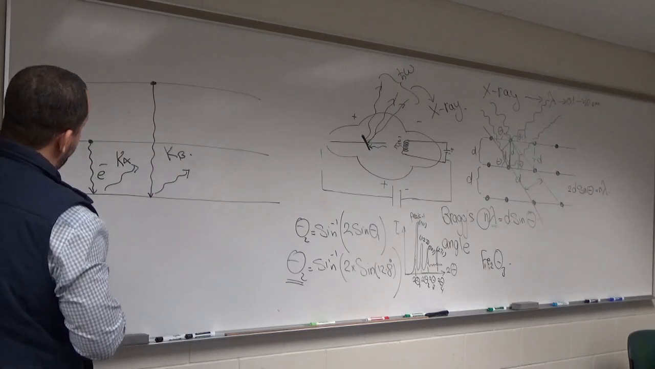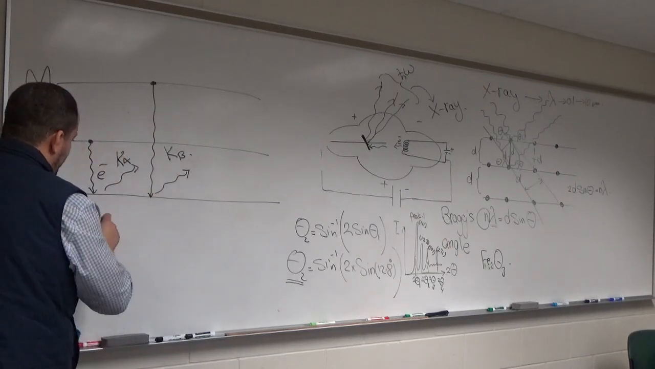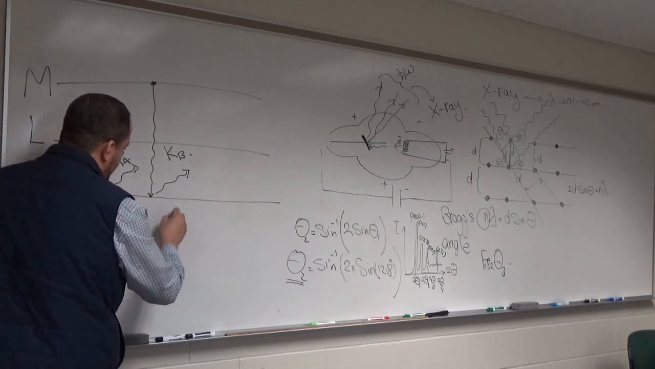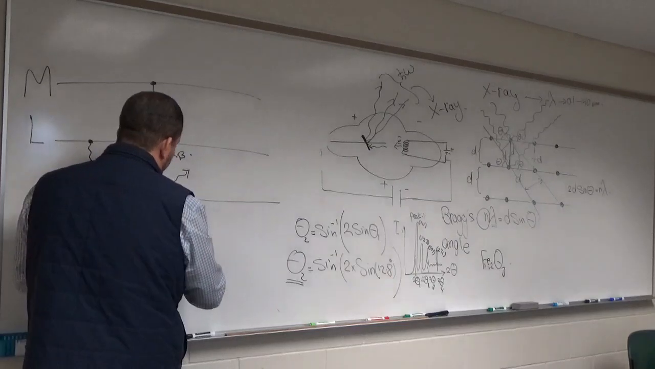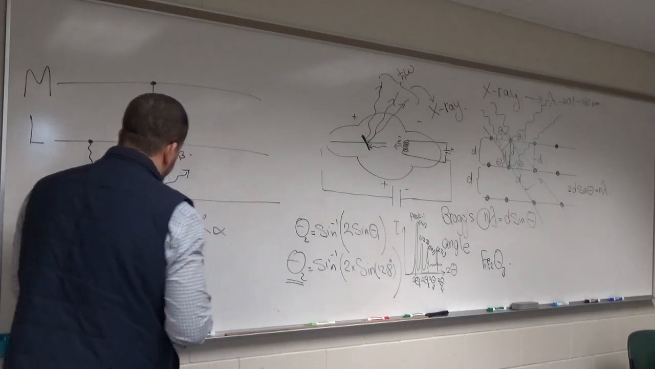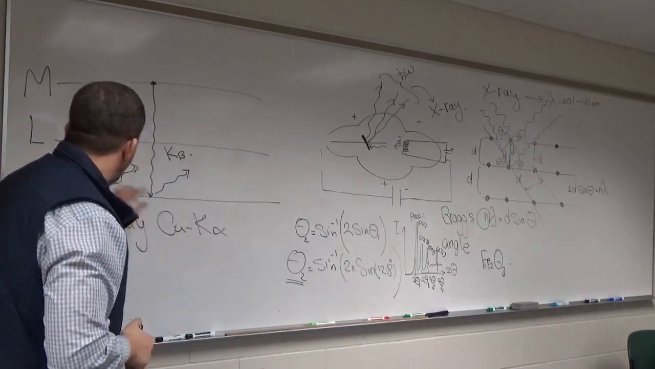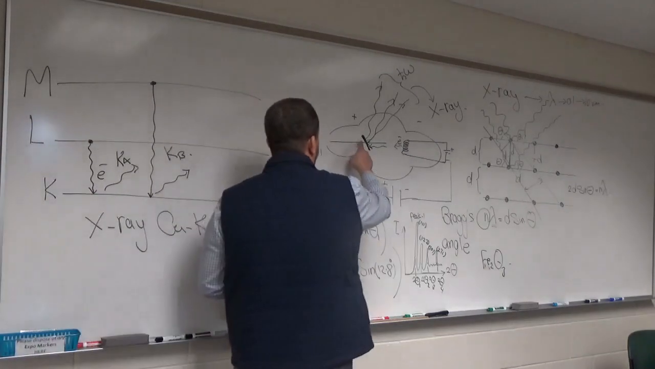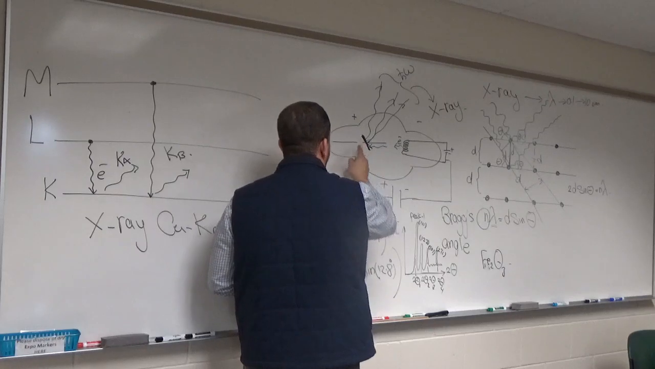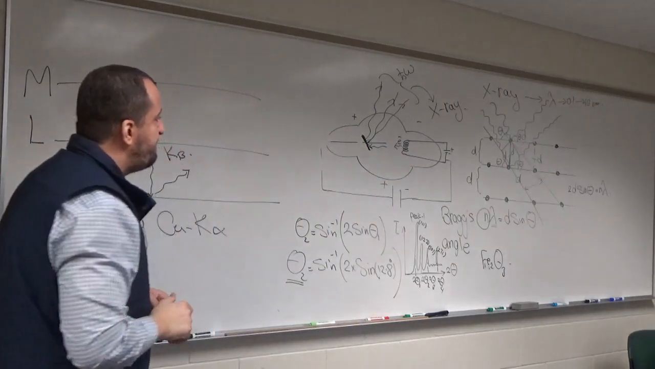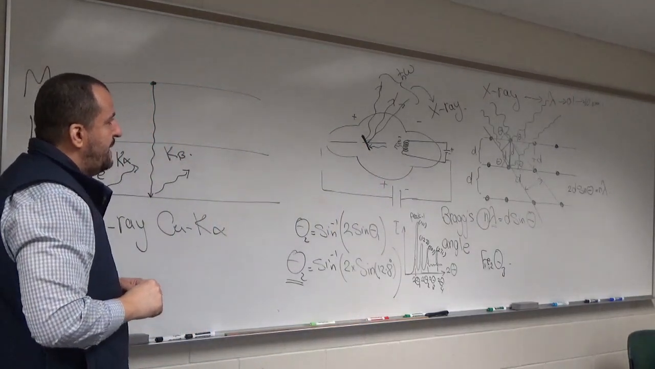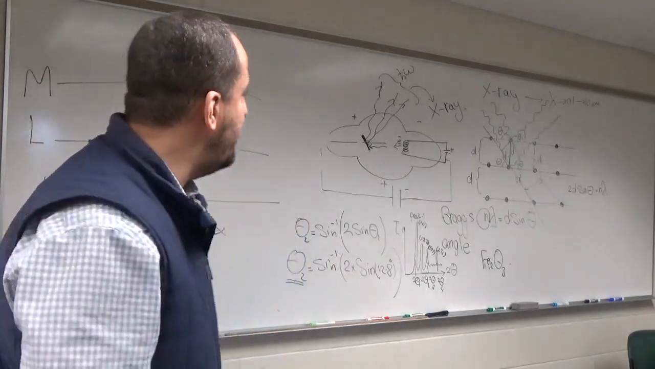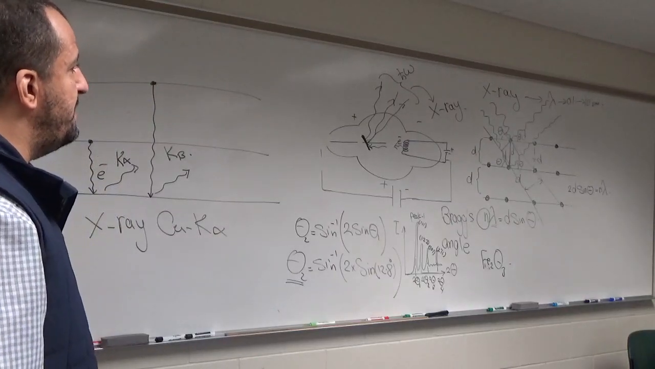Like K, L, N. And that's why you always see X-ray, maybe copper, and then you have K alpha. So K alpha means that, and copper means the target that we have right here. Okay, and you can study any type of crystalline material.